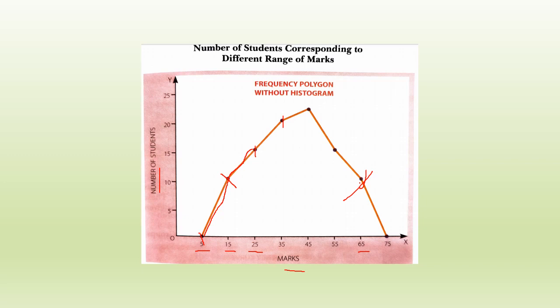Similarly, the last class interval in the table is 60 to 70. After this, class interval would be 70 to 80. And what would be the midpoint? 75. So we have extended this frequency polygon to 75. Okay. This is how we will construct the frequency polygon without histogram.